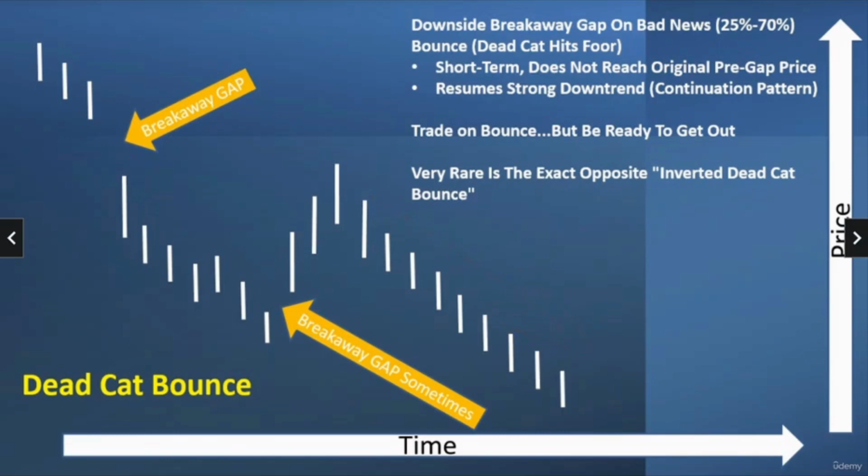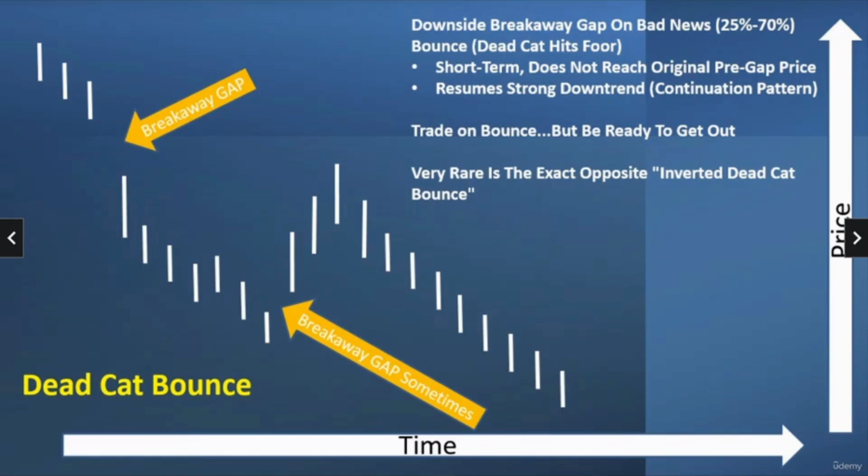You can have the exact opposite of that, which is even rarer than a dead cat bounce: an inverted dead cat bounce. Just imagine this, but in an uptrend, and all the same concepts apply. Again, very, very rare, but if you see that, you can trade appropriately around it.